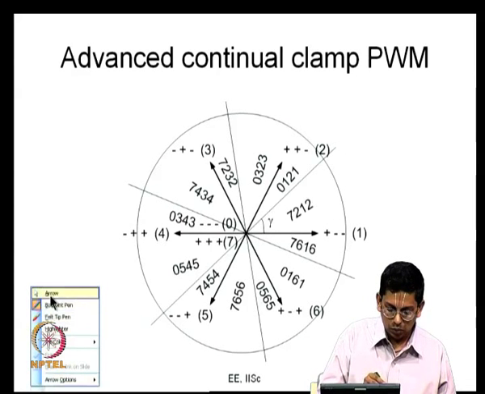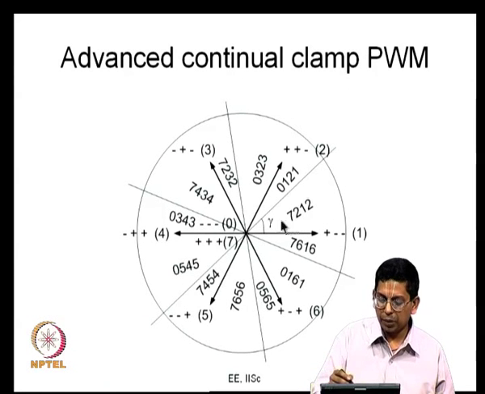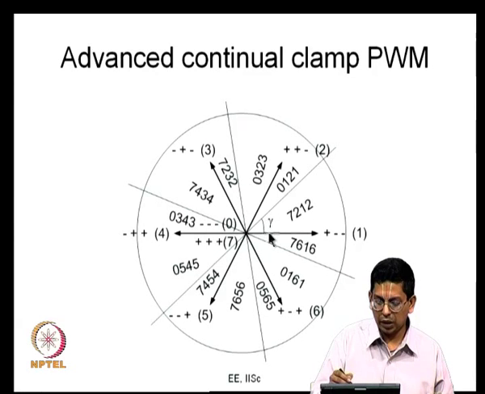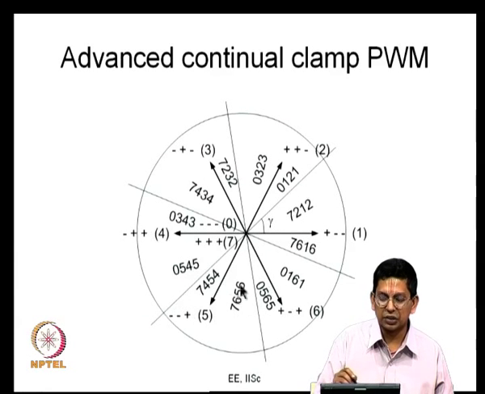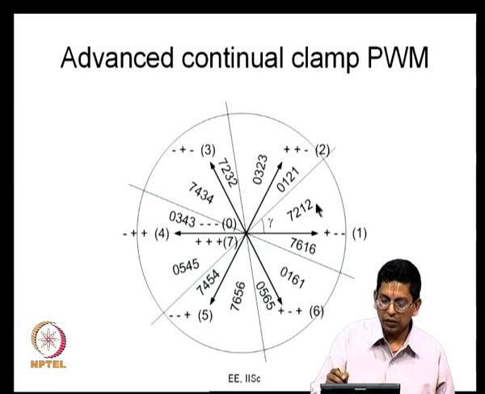So, now this is advanced continual clamp PWM, this is continual clamp PWM, and there is some gamma that can be anywhere between 0 and 60 degree, and instead of 7 2 1 I have written 7 2 1 2 here, instead of 0 1 2 I have written 0 1 2 1. So, I will use the sequences 7 2 1 2, 2 1 2 7 etc. I will go on switching like this, and here again I will do 0 1 2 1, 1 2 1 0, I will go on switching like this. So, this is what I will do now.